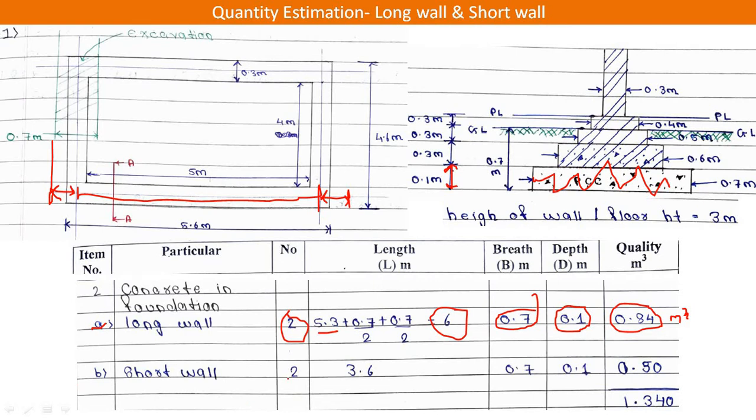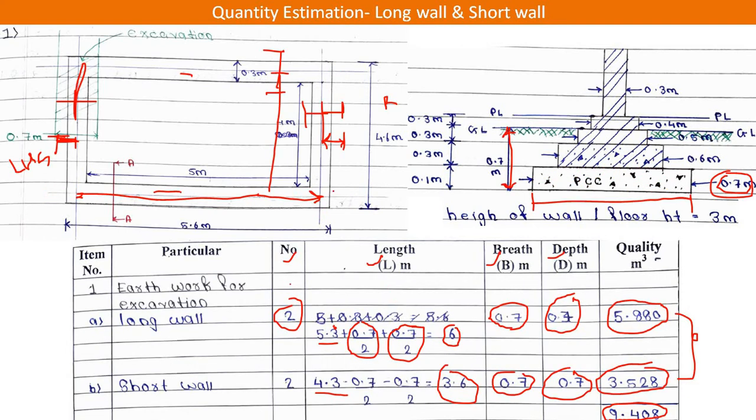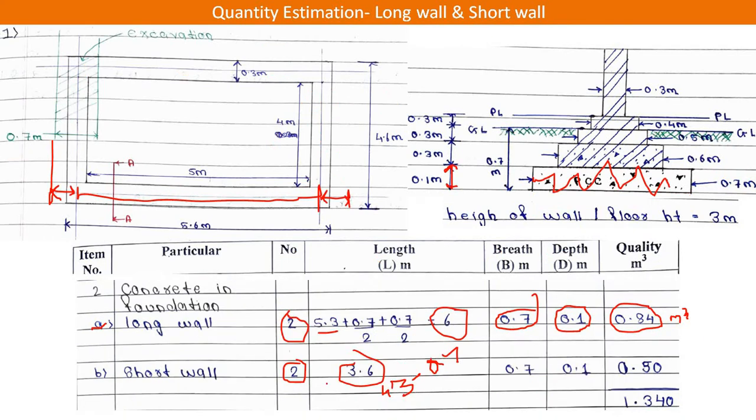As for the short wall, there are two numbers of short wall, so here it will come as 4.3 minus 0.7, which will come as 6.3. So why do we have minus? Sorry, I am making a mistake over here. We don't have to plus, we have to minus. Actually we have excavated up to this level, so from the center line 4.3 we have to deduct 0.7 by 2 and 0.7 by 2. So similarly here we have to minus 0.7 by 2, 0.7 by 2.